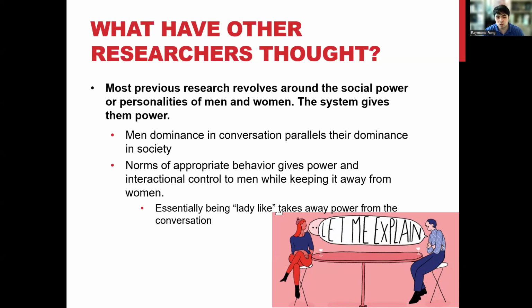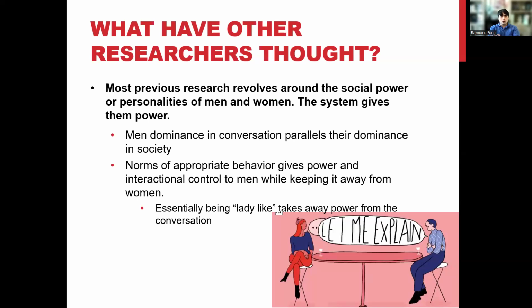So most previous research revolves around the social power and personalities of men and women. Men's dominance in society, men's dominance in conversation parallels their dominance in society. Norms of appropriate behavior give power and interactional control to men while keeping it away from women. So there's two things here, right? When other researchers have looked at this topic, a lot of them talk about how men have a lot of power in society, and so when they have a conversation, it reflects that, right? That's the main thing.